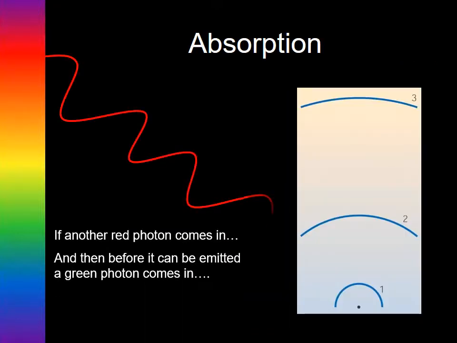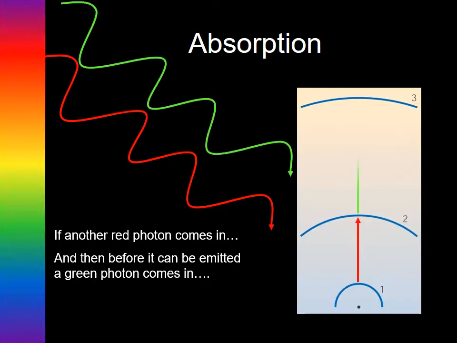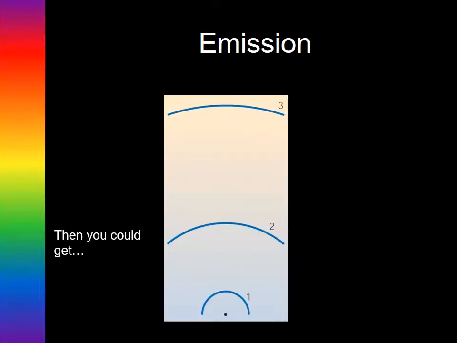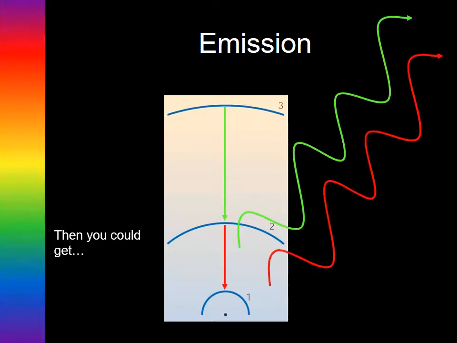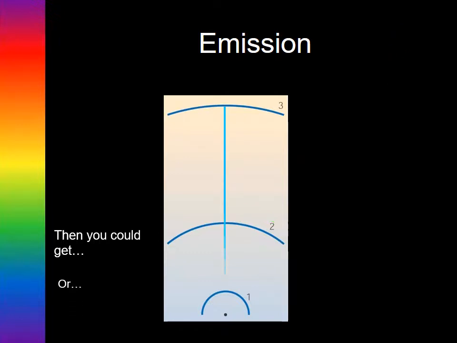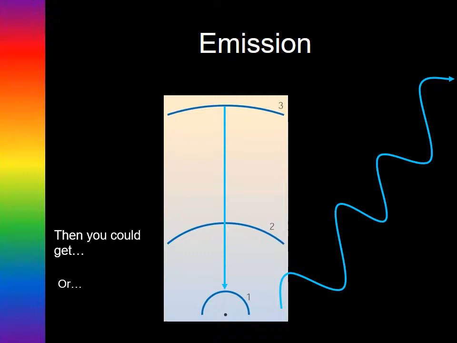Well, what if another red photon came in, and before you could get rid of it, a lime green came in? Is this allowed? As long as you're staying on those ladder rungs, as long as you're jumping energy level to energy level, it is allowed. However, you could also get rid of it by giving off lime green, followed by giving off fire engine red. Or you could drop straight down as a sky blue. This is a mix and match situation as long as you stay on the rungs.